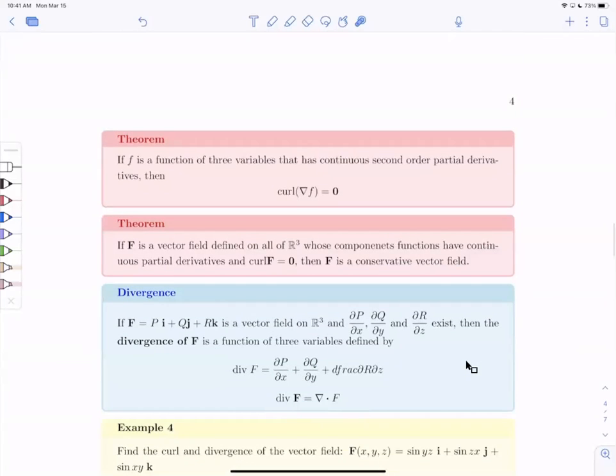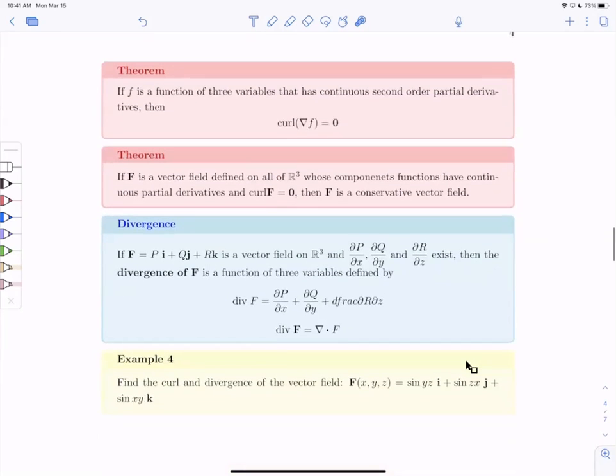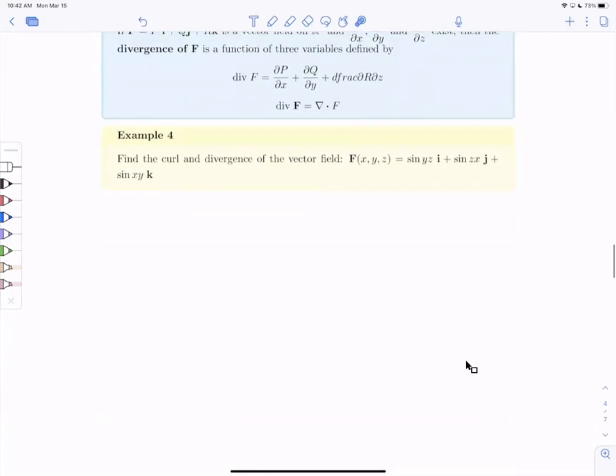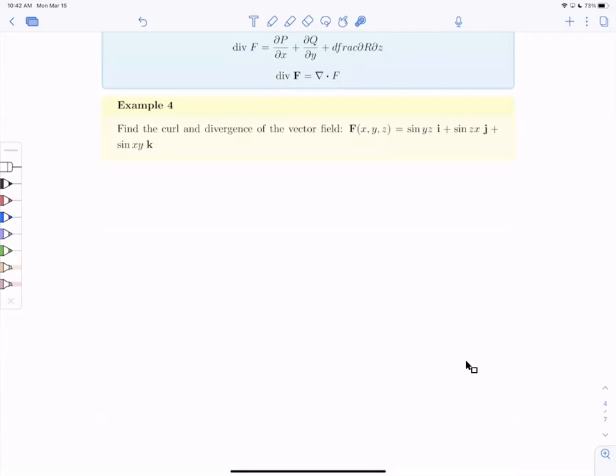And we have two theorems. If f is a function of 3 variables and has continuous second order partial derivatives, then this equals 0. And the second one is, if the curl of F equals 0, then F is a conservative vector field. So if they ask you to check if a vector field is conservative, then you check if the curl equals 0. It's nothing complicated. And I'll give you this example. I want you to find the curl and divergence of the vector field. So you do the cross product and dot product. It's really straightforward.